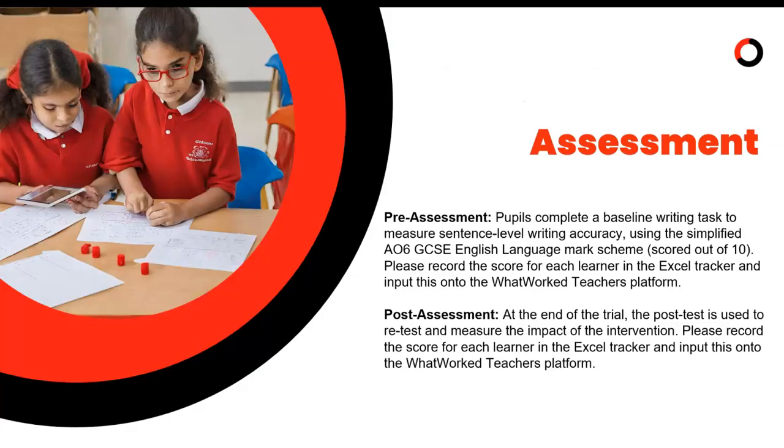The assessment. Pupils complete a baseline writing task to measure sentence level accuracy using a simplified AO6 GCSE English language mark scheme scored out of 10. Please record the mark for each learner in the Excel tracker and input this into the What Works Teaches platform. In the resource folder, you will find an outline guide for the assessments, which gives you the pre- and post-assessment tasks. At the end of the trial, the post-assessment is used to retest and measure the impact of the intervention. Again, please record the score for each learner in the Excel tracker and input this into the What Works Teaches platform.